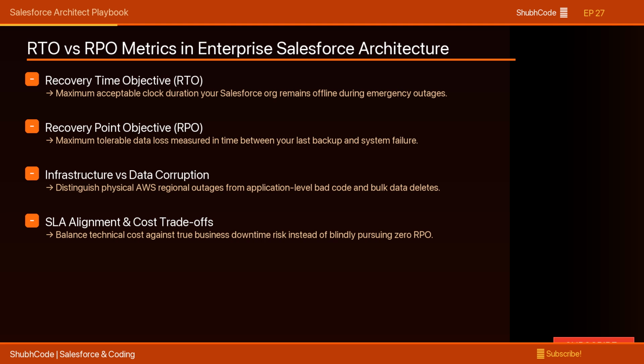To bridge this gap, you must distinguish infrastructure-level failure from data corruption caused by malicious scripts or bad bulk API uploads. True disaster recovery requires aligning your technical architecture directly with business impact tiers rather than applying a blanket, expensive solution across every standard object.